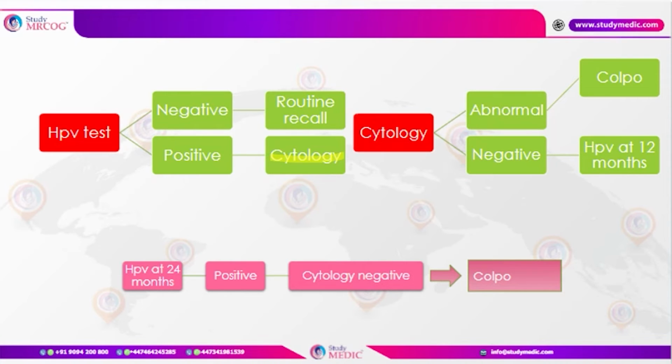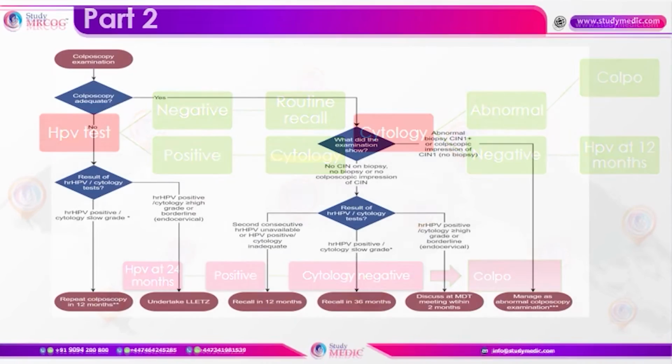If you just remember these three flowcharts, which I'll be showing you in the subsequent slides, you will be able to answer around 90% of the questions. So HPV at 24 months: if two consecutive, successive HPVs are positive, even if the cytology is negative, you need to go for a colposcopy.